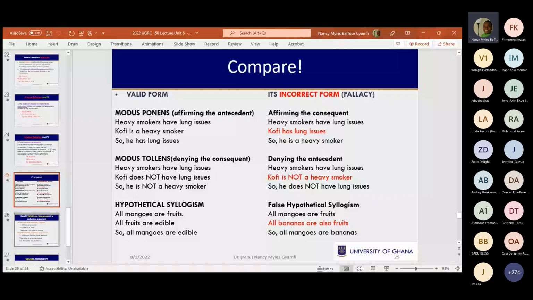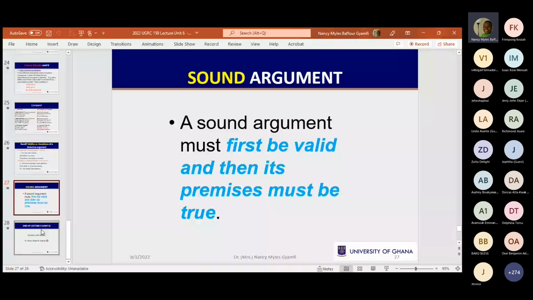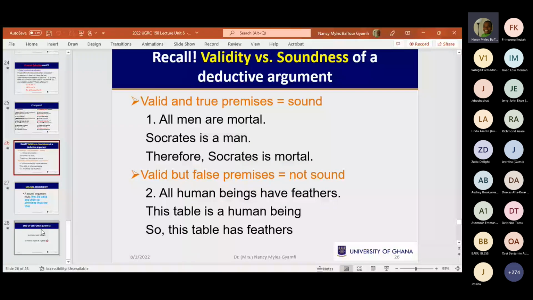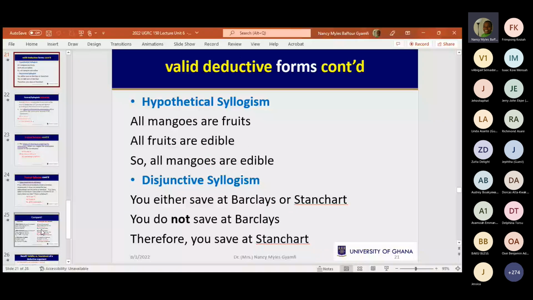So you have to open your eyes to be able to distinguish a hypothetical syllogism from a disjunctive, from a modus ponens and the others. But disjunctive syllogism is the easiest, if you ask me, because it has a totally different compound. It doesn't work with a conditional. It's not a compound called conditional. You're working strictly with what? A disjunction. That is named. It's a disjunctive syllogism. Either this or that. So that's the pattern. I say that Barclays or I say that Stanchard.